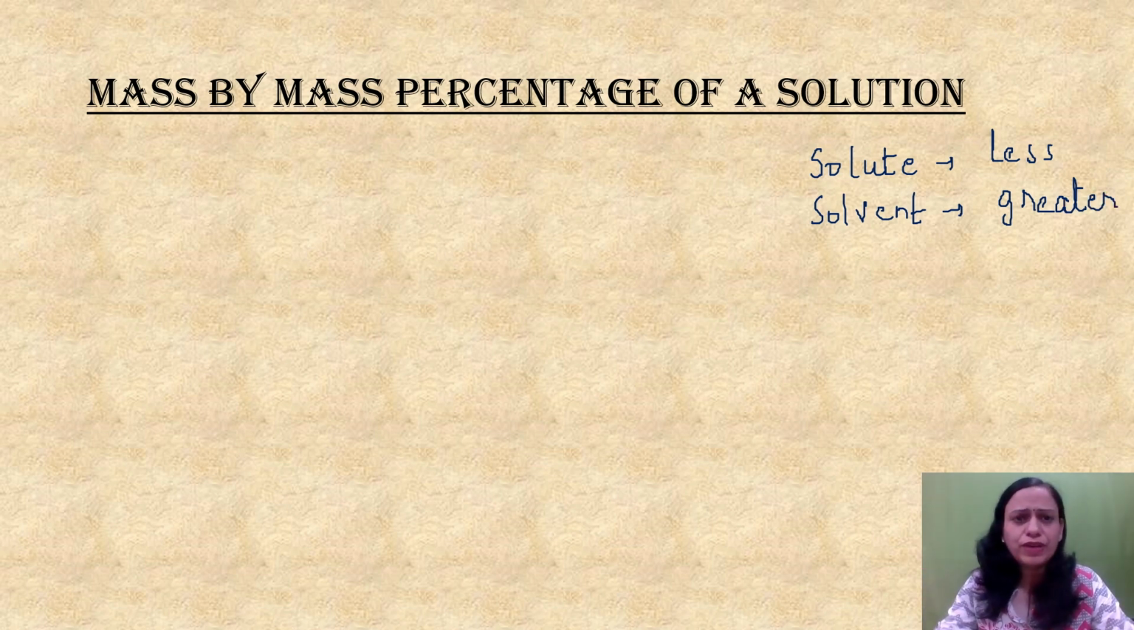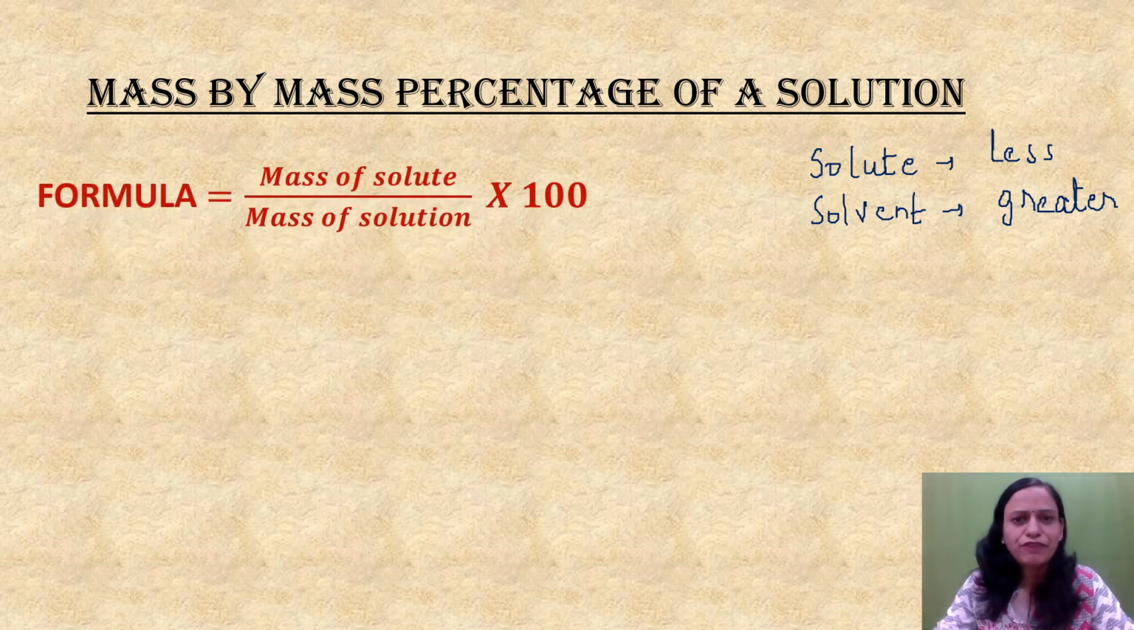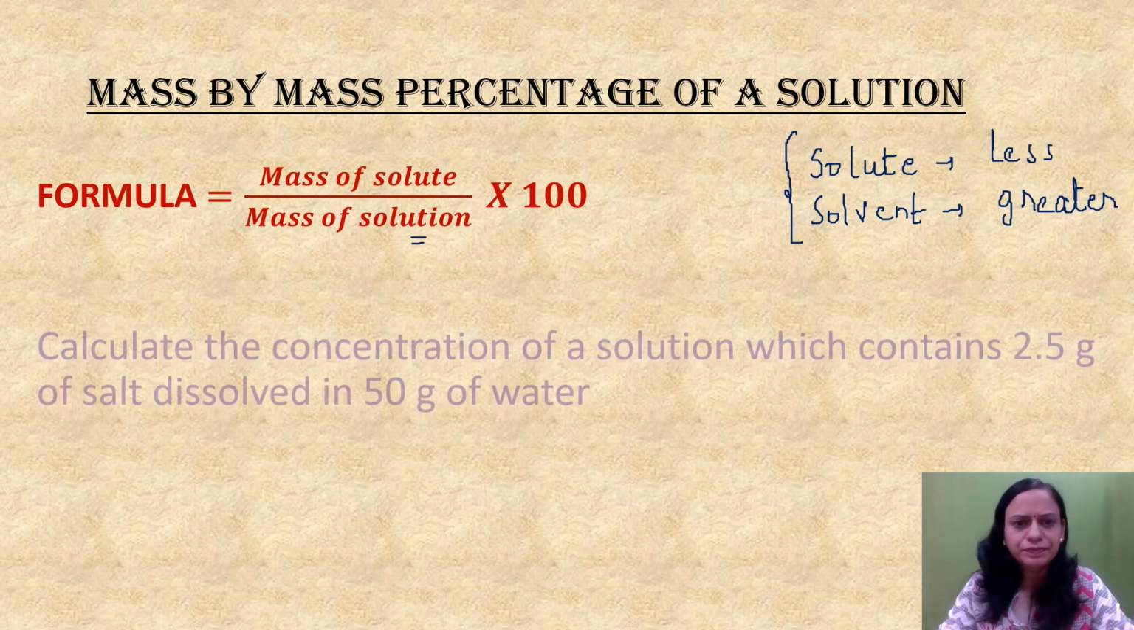So whenever you need to calculate the percentage of concentration of such a solution, this will be the formula we'll be using. Mass of solute upon mass of solution into 100. Always remember what is meant by solution. When we say solution, it is the sum of the solute and the solvent. We add the masses of both the solute and the solvent together and we get the mass of the solution. Let us understand this in a better way with the help of an example.